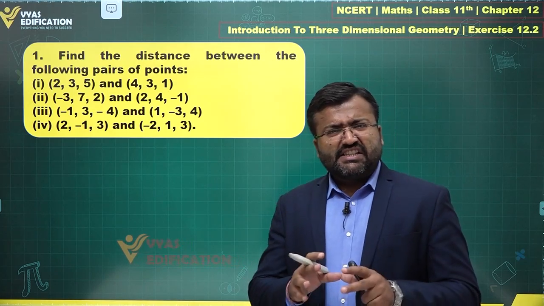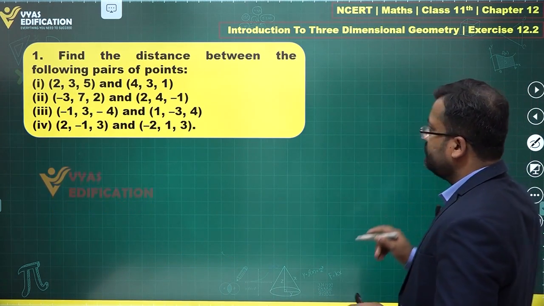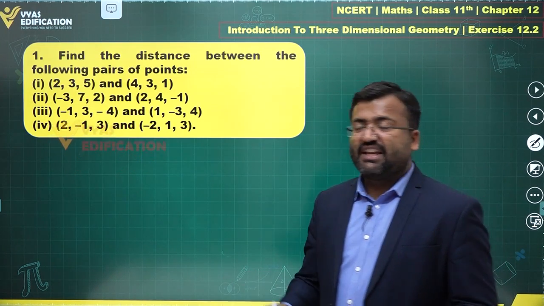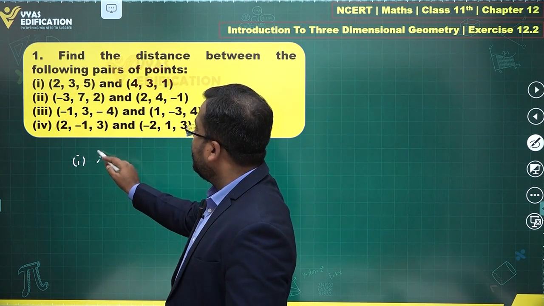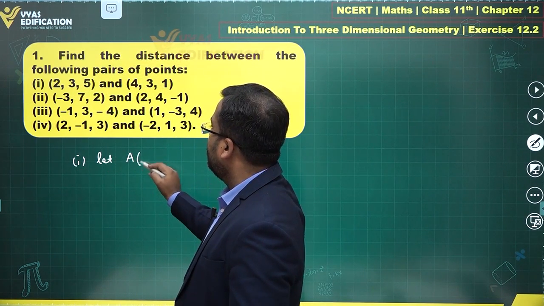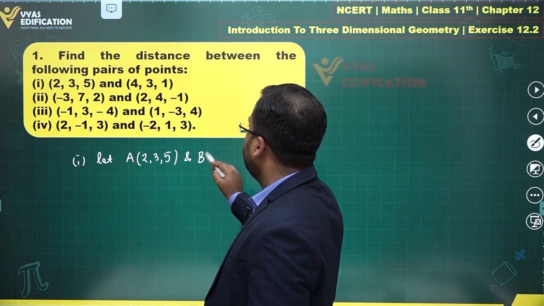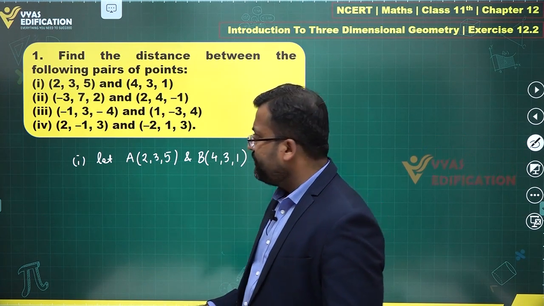The first question says, simply find the distance between the following pairs of points. Take care of calculations. That's the only thing that you need to do. Otherwise, everything is good. So in the first question, what do we have? Let A (2, 3, 5) and B (4, 3, 1) be the 2 points, right?